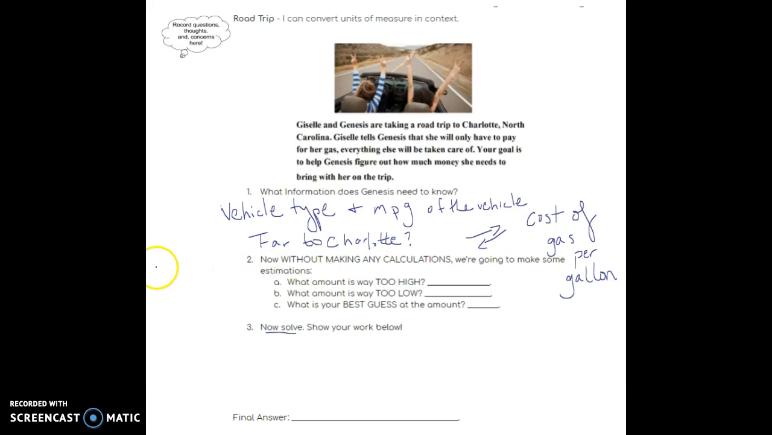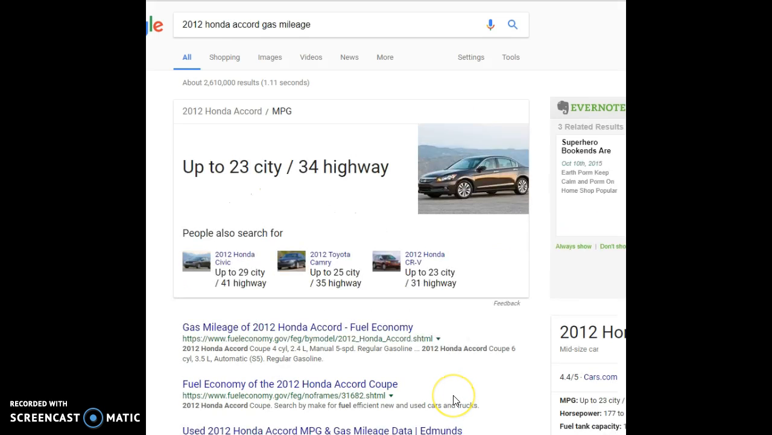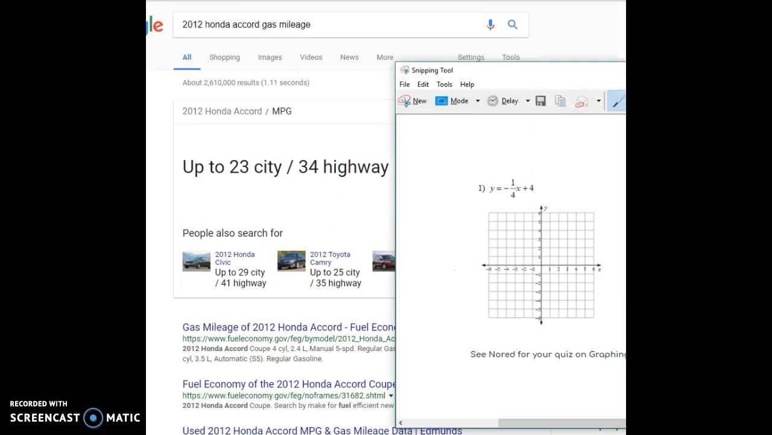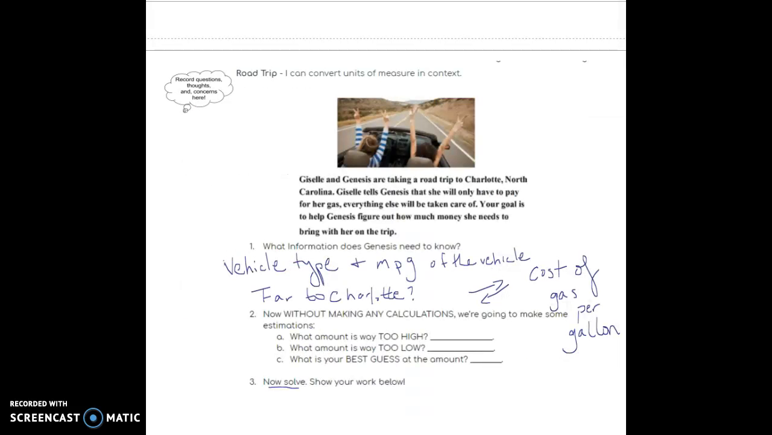So the car they're taking, let's say they're taking a 2012 Honda Accord. All right, you can see I Googled 2012 Honda Accord gas mileage, and this pulls up automatically, right? So once you pick out your car, you can Google the type of car and then gas mileage, okay? And it'll tell you exactly. So we're getting 34 miles per gallon, because from Gainesville to Charlotte is pretty much highway, right? So we flip back to the worksheet, and we're going to get 34 miles per gallon.